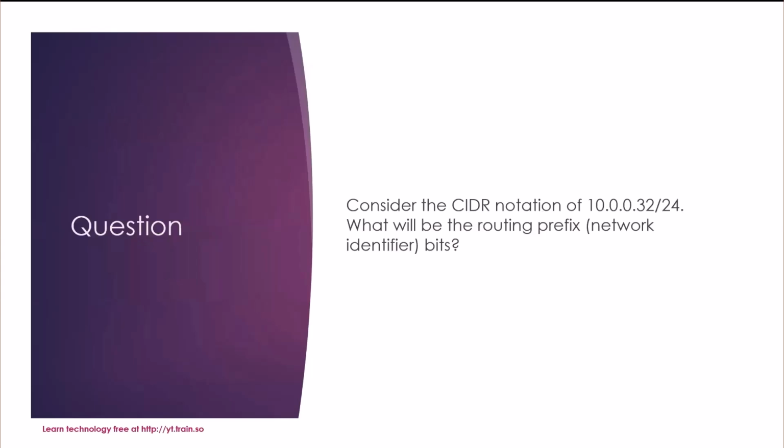So consider the CIDR notation of 10.0.0.32/24. What will be the routing prefix or network identifier bits here? Network identifier bits or routing prefix is always the left side of an IP address. Right side will be host identifier bits.